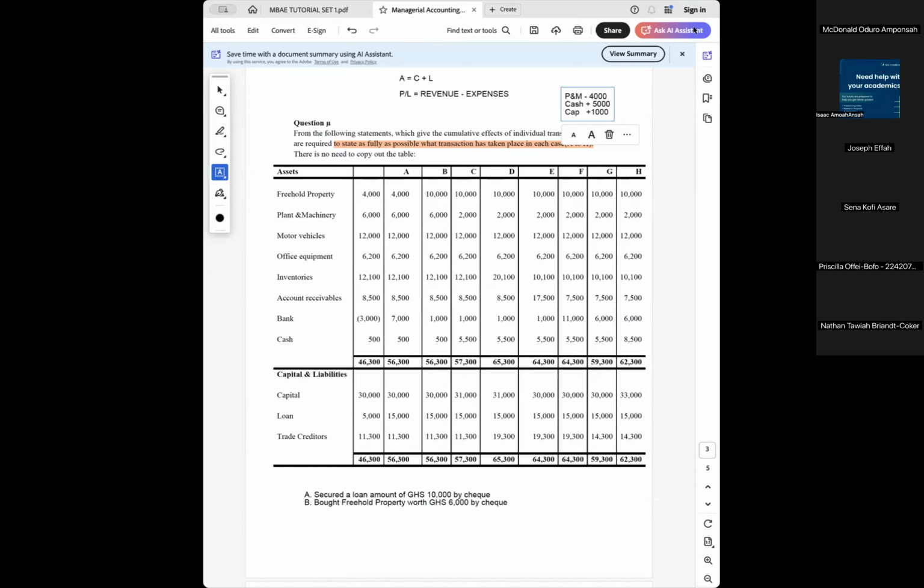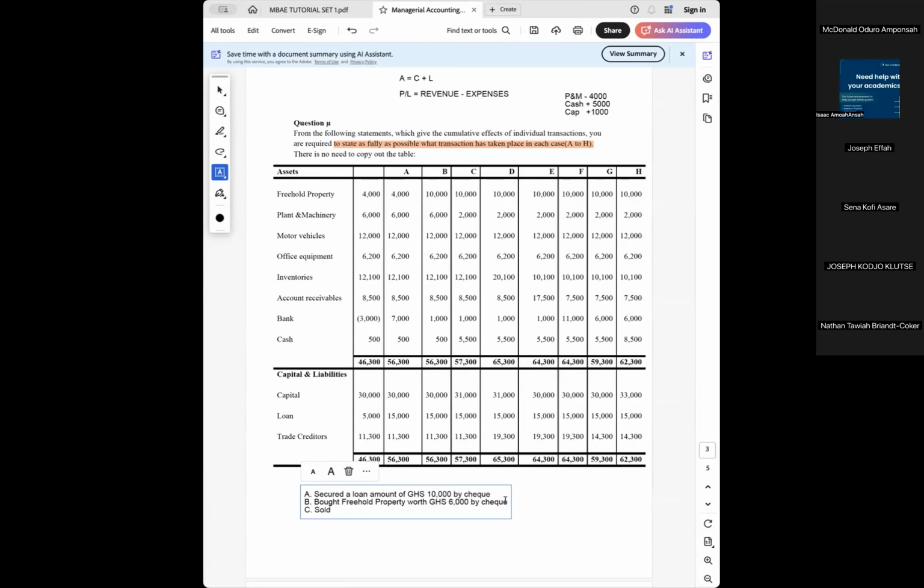Yes, Mark. Let me try it. Okay, so I'll give it a try here. From what has happened, I see the company sold plant and machinery worth 4,000 for 5,000 cedis, and cash of 5,000 cedis. So when the company gained the cash of 5,000 cedis, it rather increased the capital of the company by 1,000 cedis. So that is a transaction that transpired.